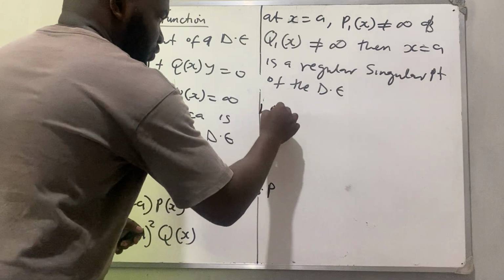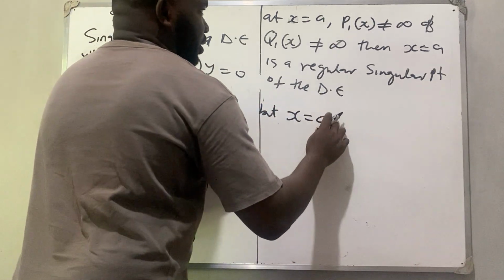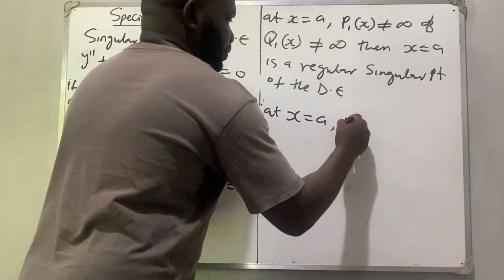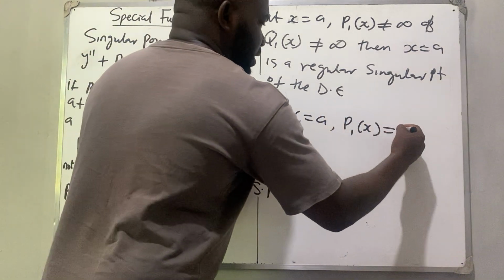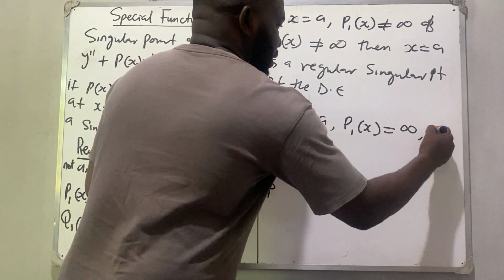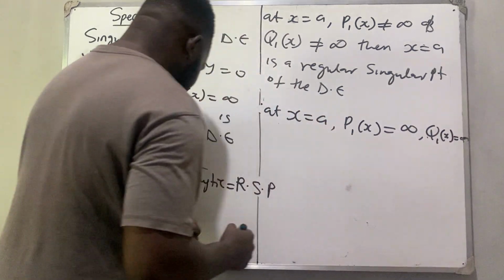But if we discover that at x equal to a, p1 of x is still equal to infinity, and q1 of x is still equal to infinity, that means not analytic.